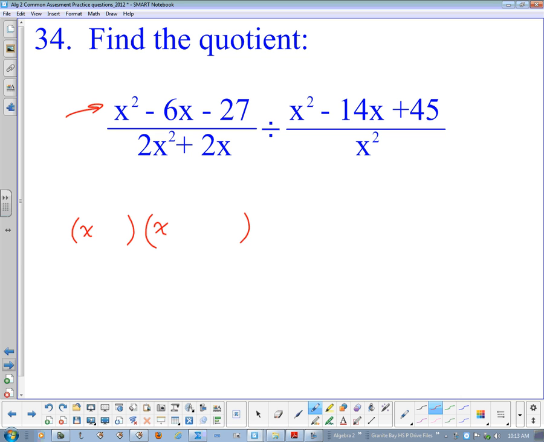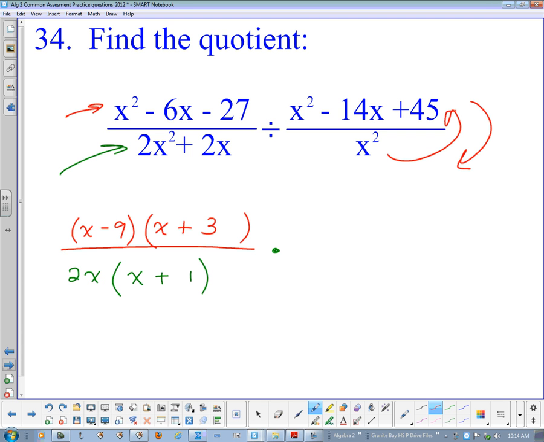How about 9 and 3? A negative 9 and a positive 3. Does that work? Should. Now, for this denominator here, how do I factor out the GCF? Always factor the GCF. So I'm going to factor 2x out, and that's going to leave x plus 1. This is going to be multiplied by, so we're going to take the reciprocal of this.